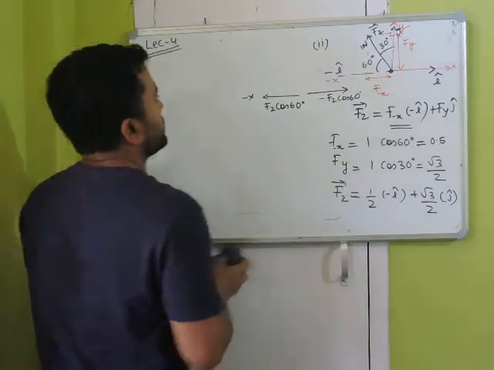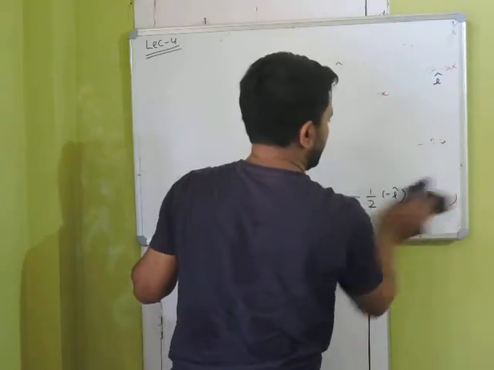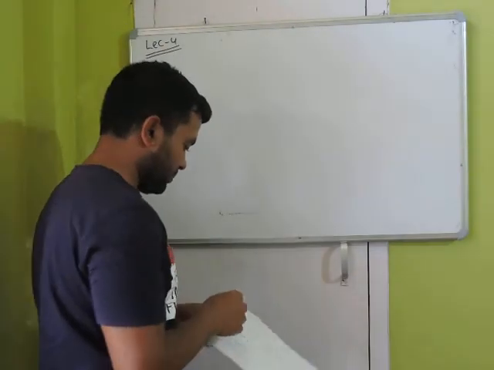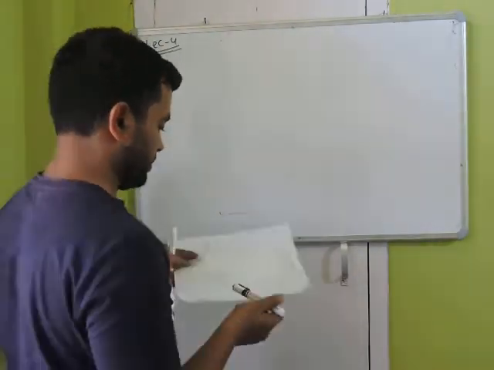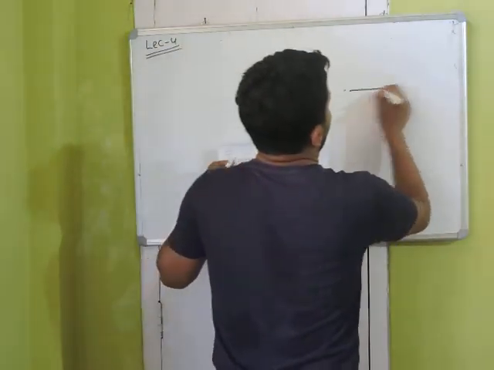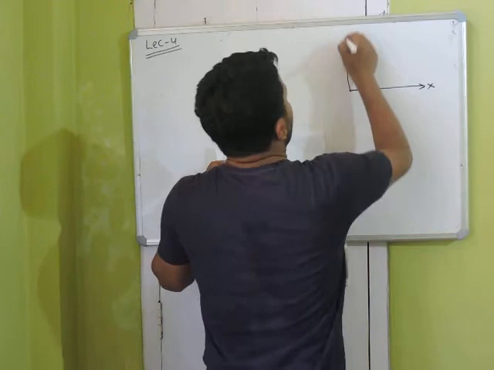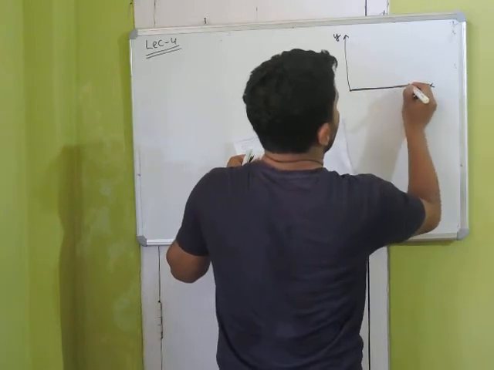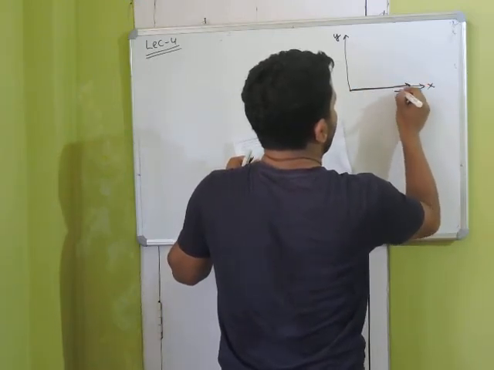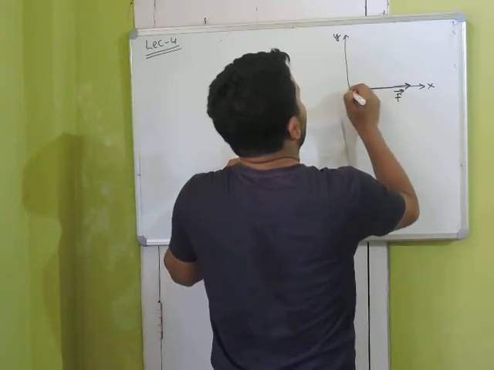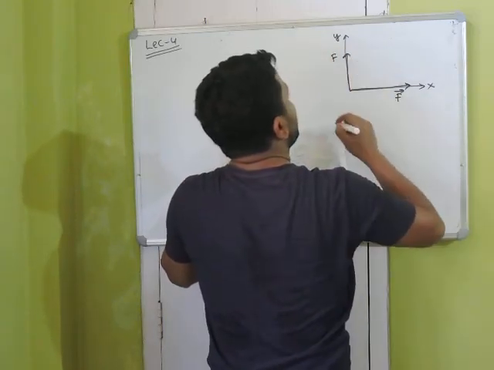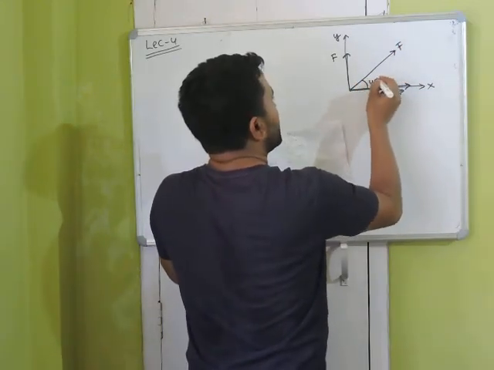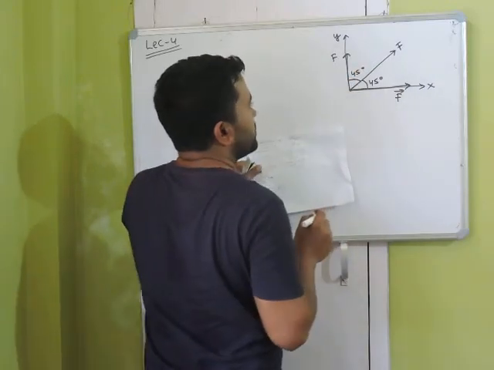Now, let us discuss the next question. The next question is like three forces, let us say F vector and one more F vector and one more F vector. This is given to you, and this is 45 degree, this is 45 degree. Fine.